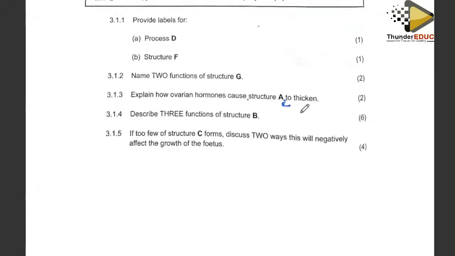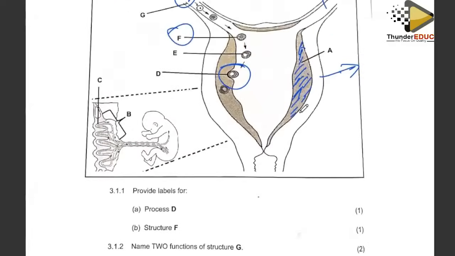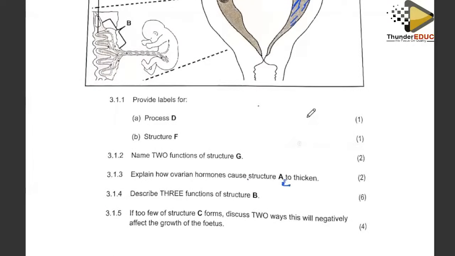Describe three functions of structure B. What is structure B? Structure B is the placenta. This one is very important for anything you do: nutrition, gaseous exchange, excretion, removal of waste products, endocrine, that is production of hormones, protection, prevention of pathogens, all those things. But they're saying describe three. So you tell us nutrition, how? By allowing nutrients to diffuse in and out of the fetus, from the mother to the fetus.